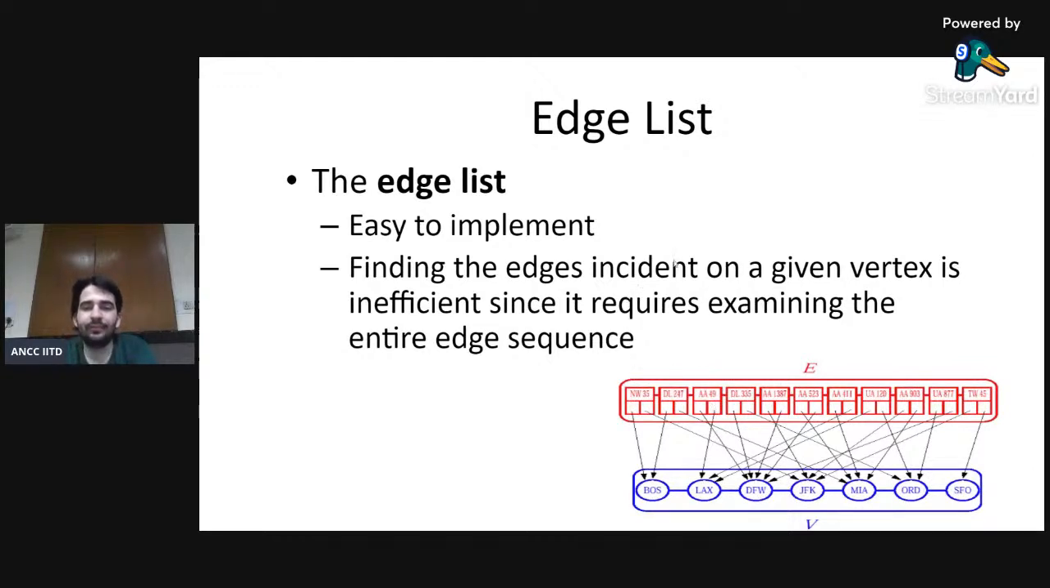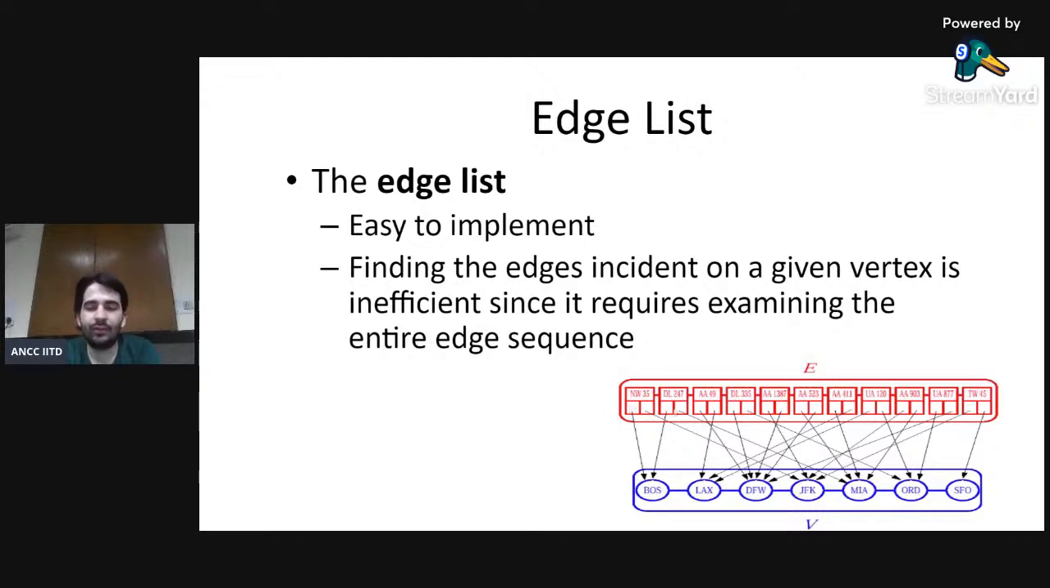So now, if you want to find all the edges that are incident on a given vertex, you need to find which are the adjacent vertices of a given vertex, or you just need to know the edges.